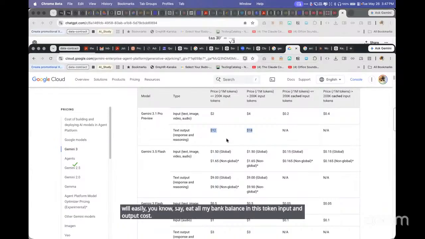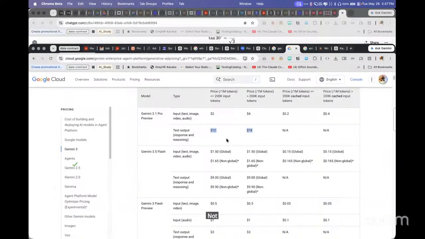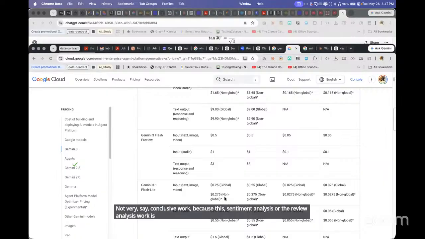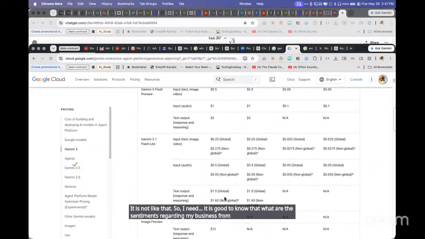So for this type of work, which is not very intensive or conclusive, because this sentiment analysis or review analysis work is not like, if I have not done this, it will stop my business. It is not like that. It is good to know what the sentiments regarding my business from the people are. So it is not very important work, but it is good-to-know work.